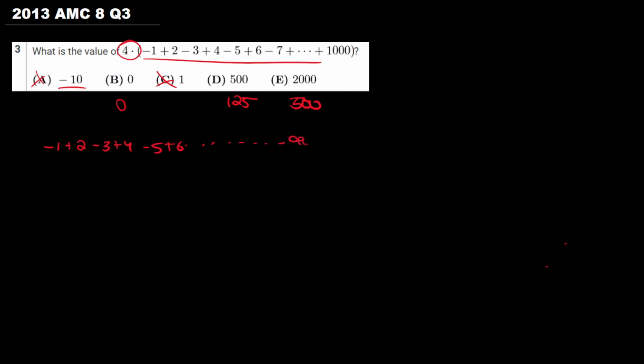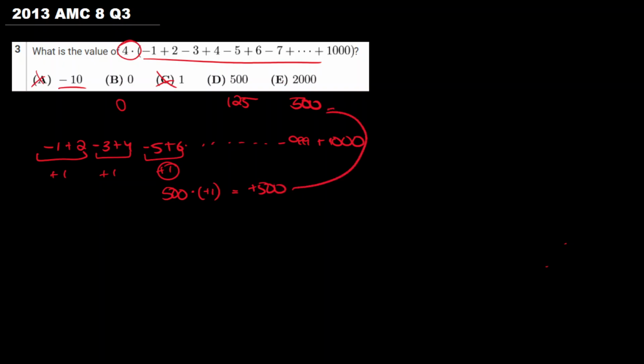So minus 99, minus 99 plus 1,000. Minus 1 plus 2 would just be 1, so that's plus 1 here, plus 1 here. And 1,000 divided by 2 would be 500. 500 pairs of plus 1 would just be plus 500, which matches correctly with option E over here, which means E is our answer.